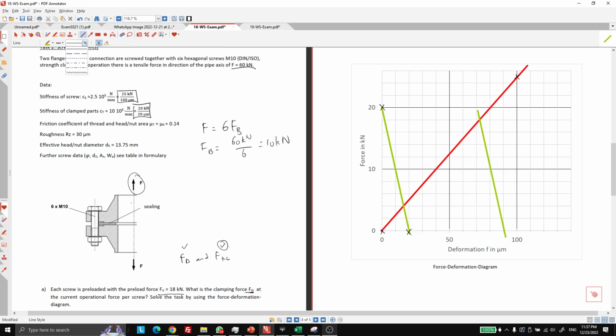As you can see, this over here is 18 kilonewtons, and it is our FB. That's not all for the first part yet, because we are finding FKL. The next thing is we have to draw one line over here, and this is the FB line. I'll make it a little bit shorter, it's too long.